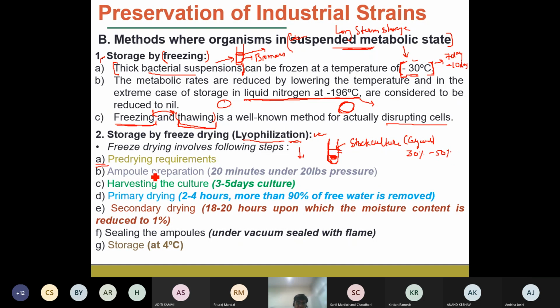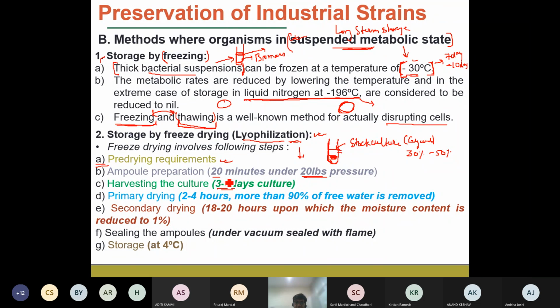Okay, so these are the pre-dyeing requirements. What are the additives you need to add? Then we have to prepare the ampules, for example, for 20 minutes under this 20 lb pressure vacuum, and then, for example, we harvest the cultures for 3 to 5 days, and we carry out a primary drying.